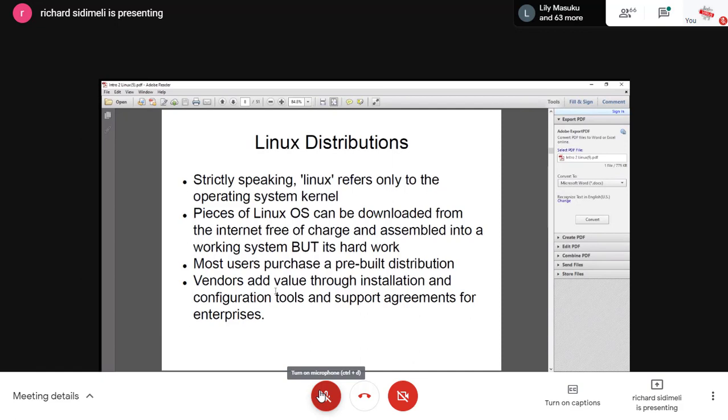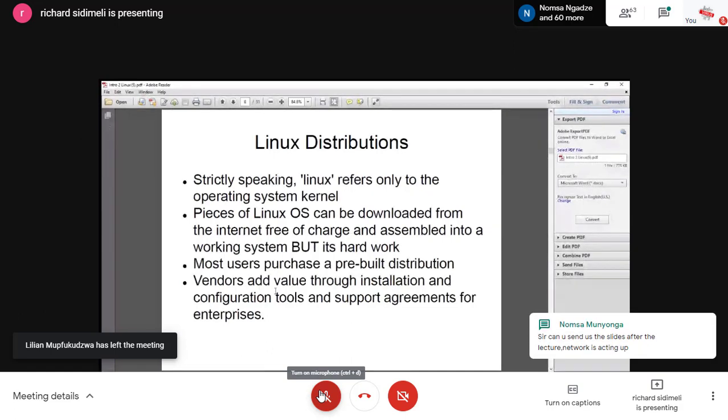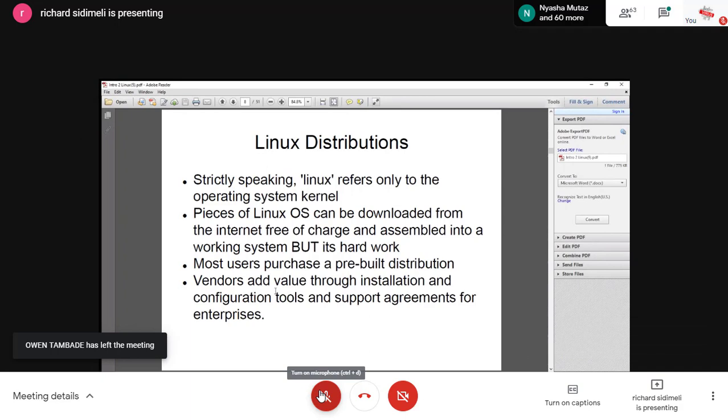Vendors add value through installation and configuration tools and support agreements for enterprises. You will find that there will be lots of variants of the same product because of these vendors. What they do is they add what they want, how they want you to install, and when you're installing, for example, my popular one, the Red Hat one, it will have their logo as you install. Don't say I'm installing Red Hat, you are installing Linux.